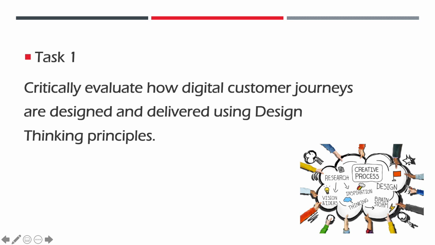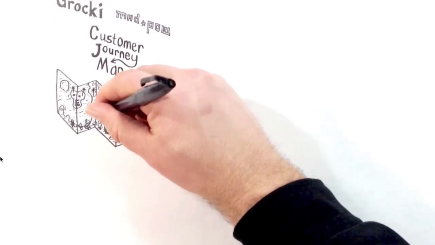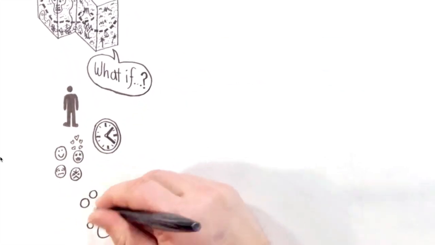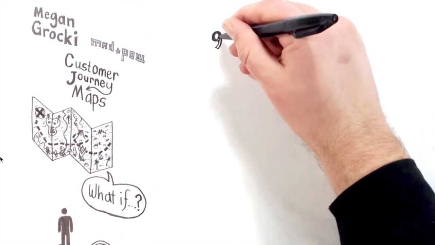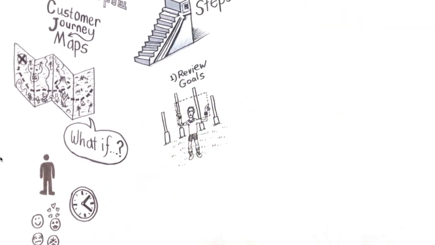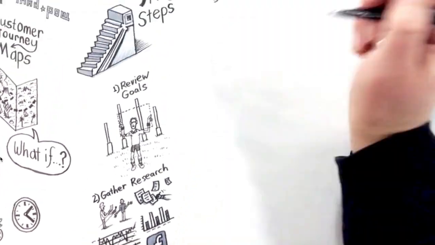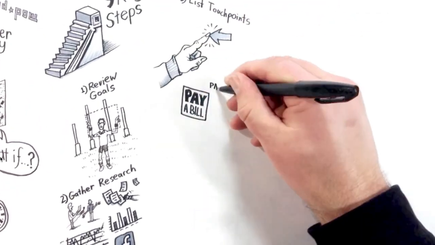Task 1. Critically evaluate how digital customer journeys are designed and delivered using design thinking principles. A customer journey is a sequence of a customer's direct and indirect contacts with a product, service, or brand, which is based on the idea of moments of truth. It should include the persona, timeline, emotional reaction, touchpoints, and channels.